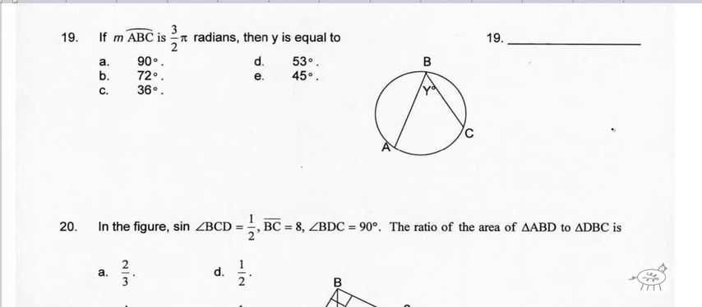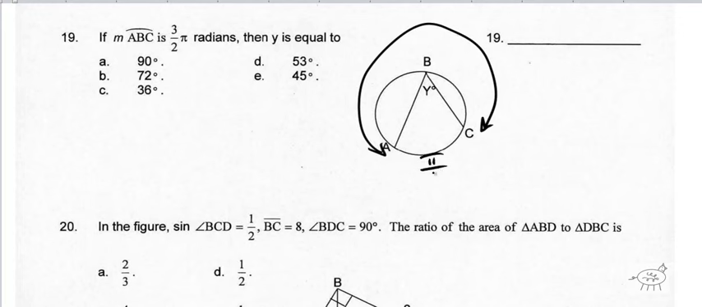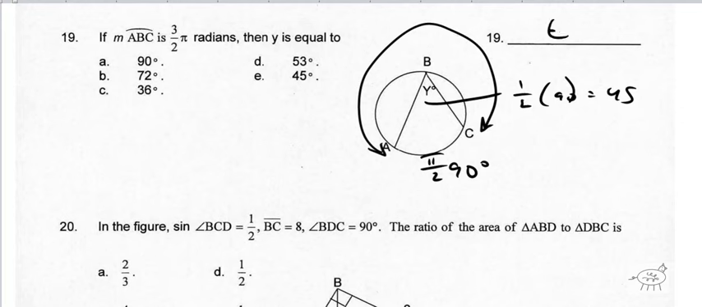Okay? Number 19. The measurement of arc ABC is 3 pi over 2. And this is ABC going around this way. That's 3 pi over 2. That means that must be pi over 2. Okay? And pi over 2 is 90 degrees. And if you remember, it's an inscribed angle. This is half of that. So it's half of 90, which is 45, which is E.